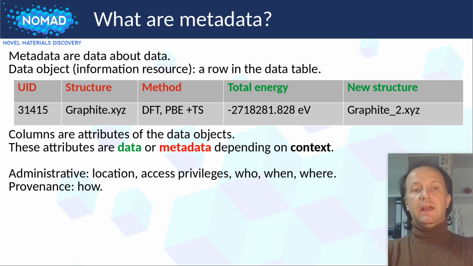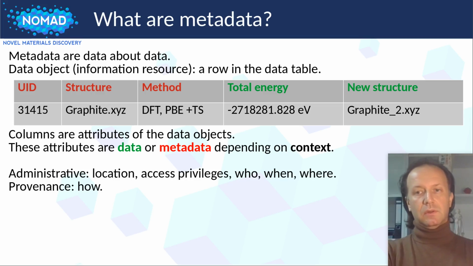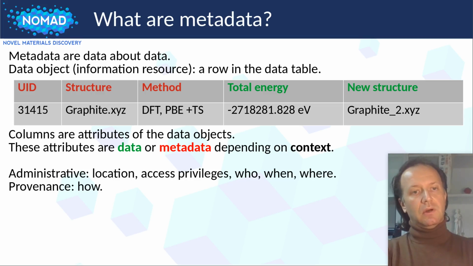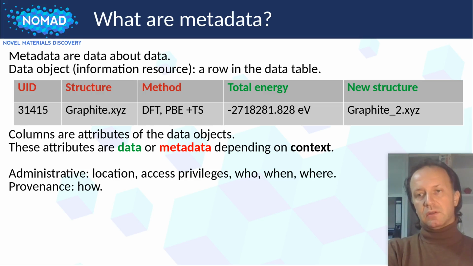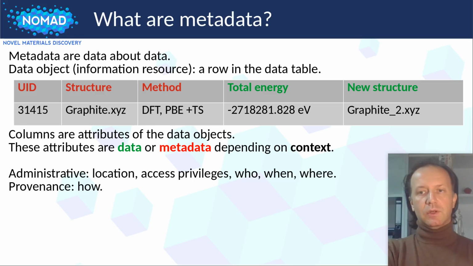Furthermore, you will have administrative metadata, something about where the data are, who has access privileges, who has calculated, in the case of computational material science, when, on which computer, and so on. And in general, how the calculation came about. So if it is part of some complex workflow, it should also be annotated.